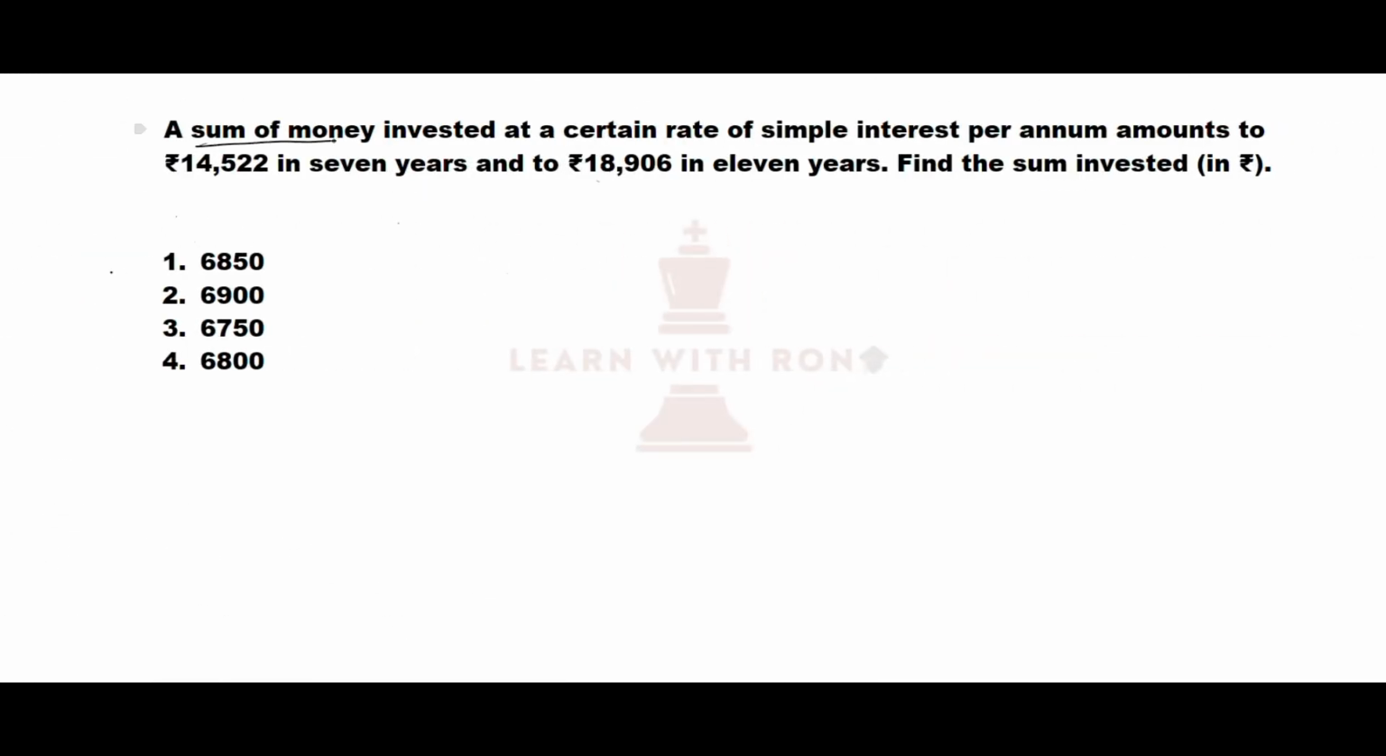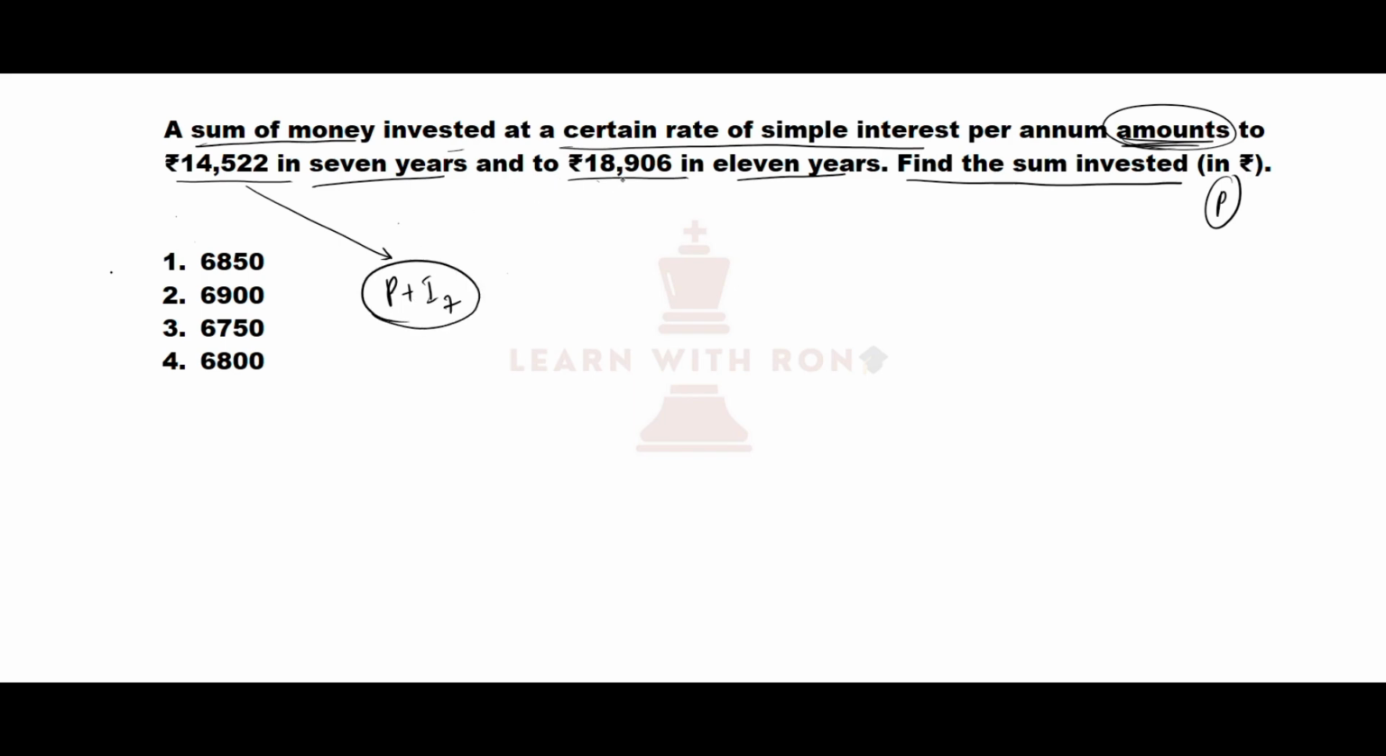Let's see the next question. See this question here. Here they have given a sum of money invested at a certain rate of interest per annum amounts to 14,522 in 7 years, 18,906 in 11 years. So they asked us to find the sum invested, which is the principal. Now tell me what is 14,522 here? It is nothing but principal plus interest of 7 years, right? Because they said amounts to, means this is the amount, so it is nothing but principal plus 7 years of interest. So 18,906, what is it? Principal plus 11 years of interest, right?